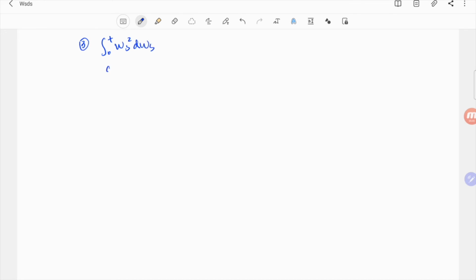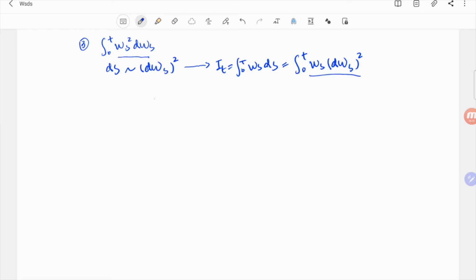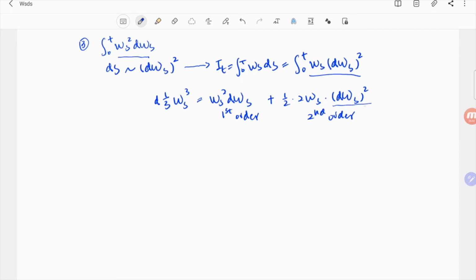Finally, this integral is related to another integral, Ws squared dWs. We can see this as ds, the first order in time, can be written as dWs squared, the second order in dWs. So it's not hard to see the two integrals are the first and the second order derivative of 1/3 Ws cubed. Now integrate both sides, we see the two integrals sum up to 1/3 Wt cubed.